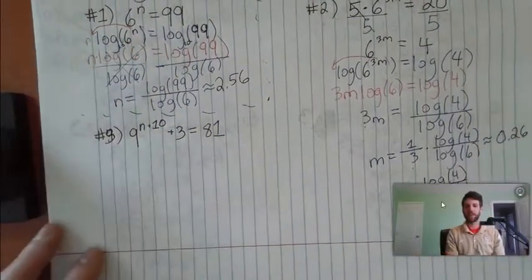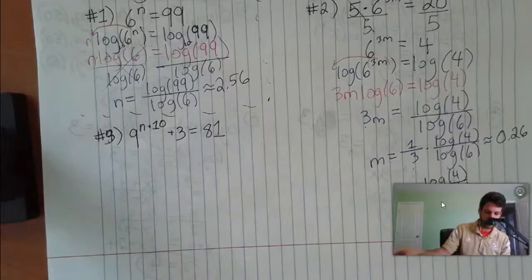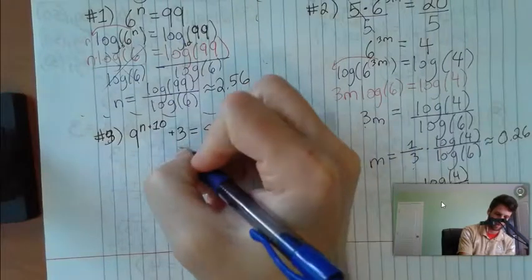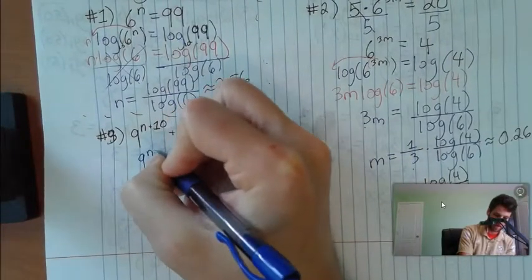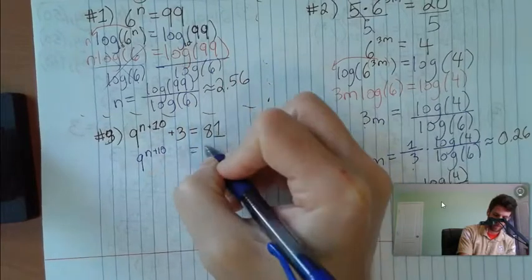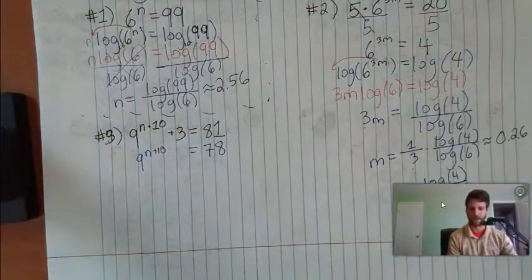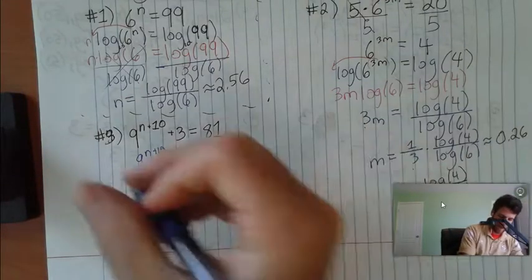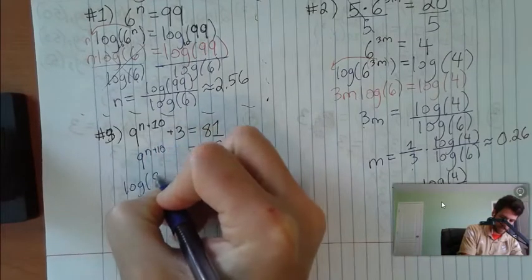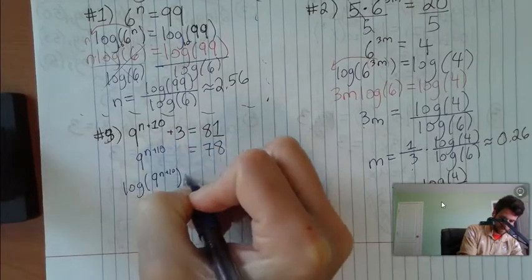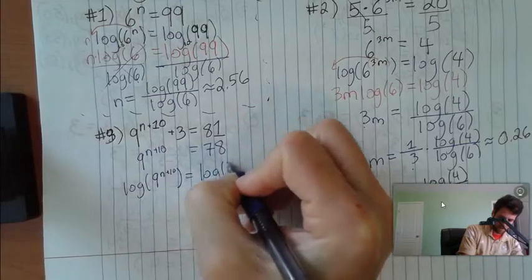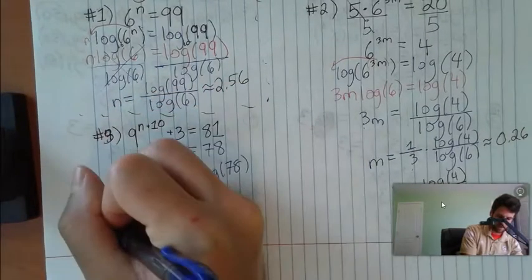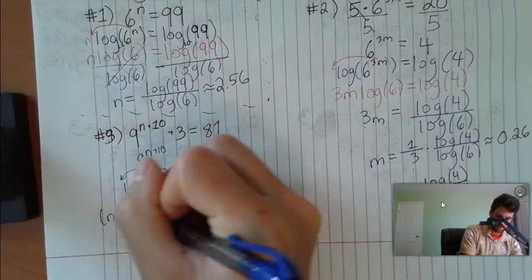So lastly, let's look at number 3, where we have a little bit going on outside of the exponential part. So we have to get rid of that 3. Obviously, we're going to subtract 3 from both sides. So 9 to the n plus 10 would be equal to 78. No way we're getting 9 to be 78. That's not a multiple of 9. So we want to take the log of both sides, and once we have the log of both sides, the n plus 10 is moving to the front. Make sure you use parentheses for this part up front.